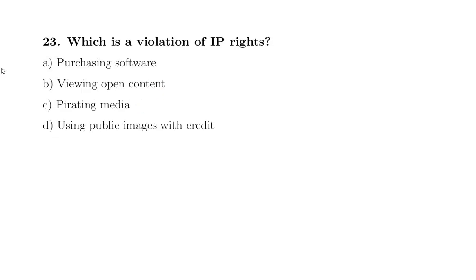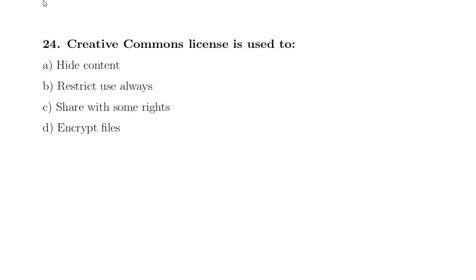Question number 23: Which is a violation of IP rights? Purchasing a software, viewing open content, pirating media, using public images with credit. Pirating media. The correct option is pirating media. That is option C.